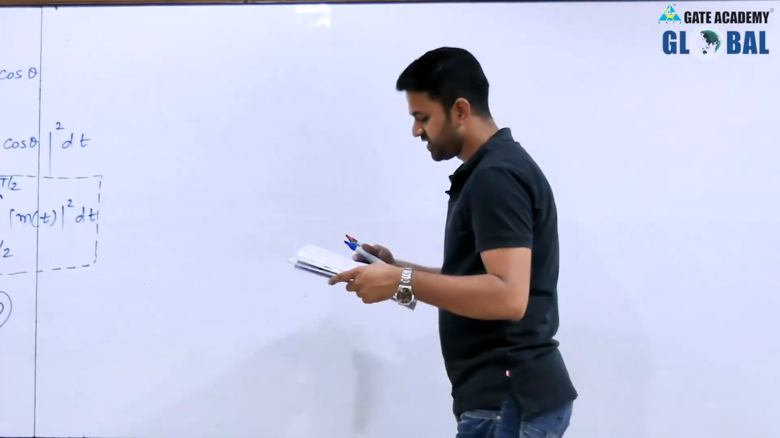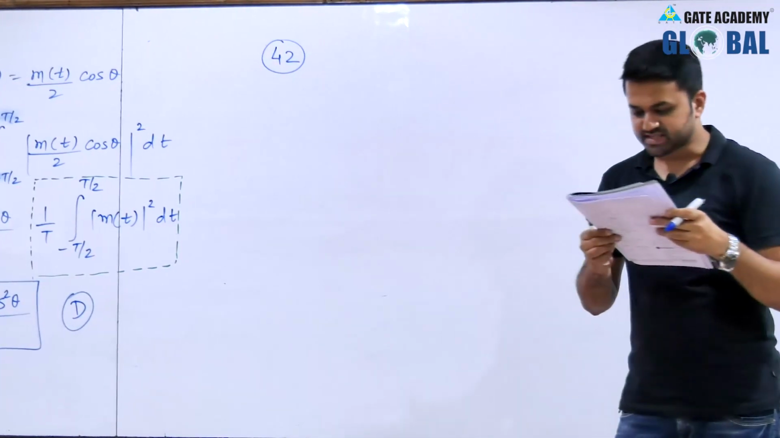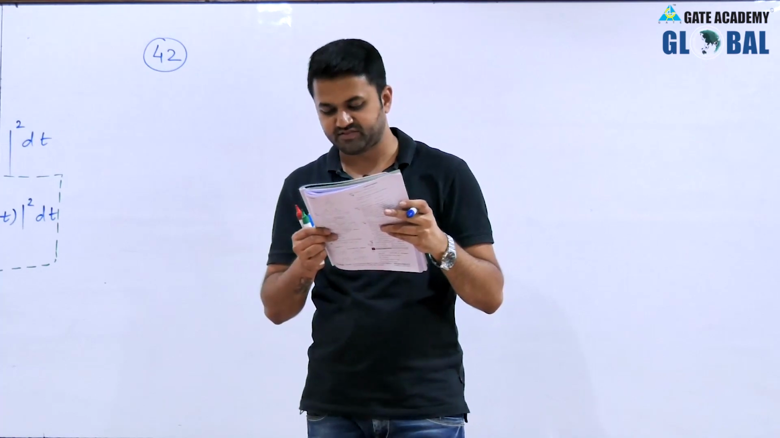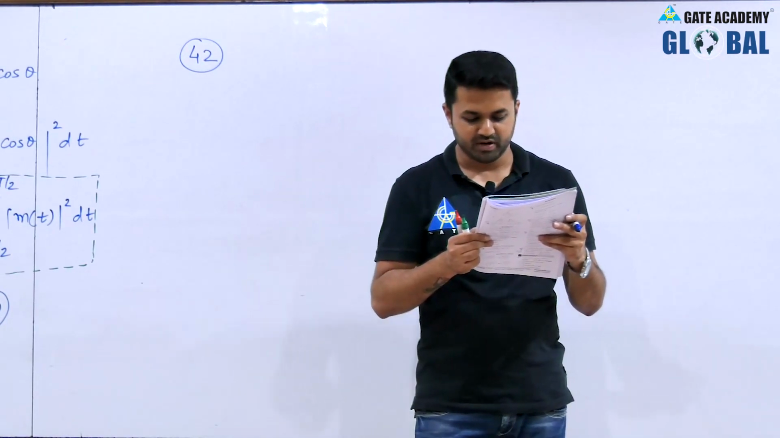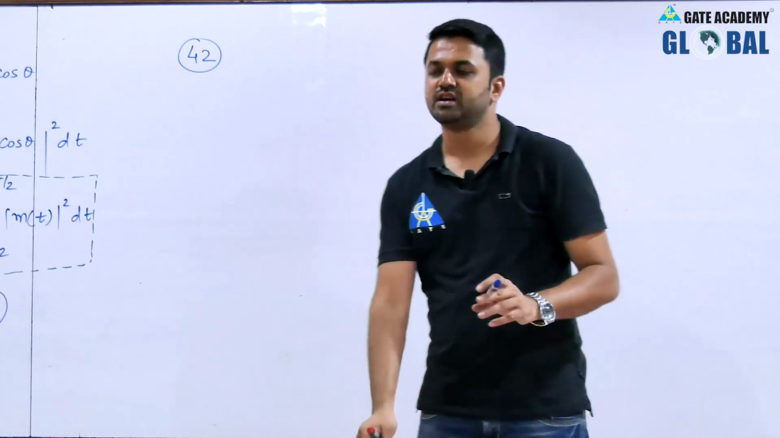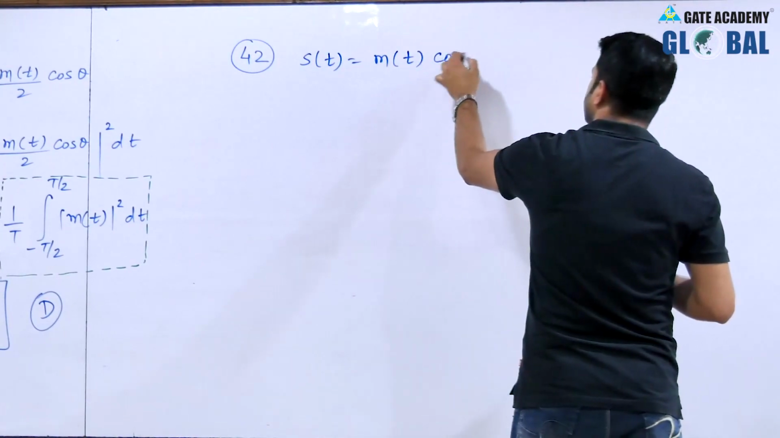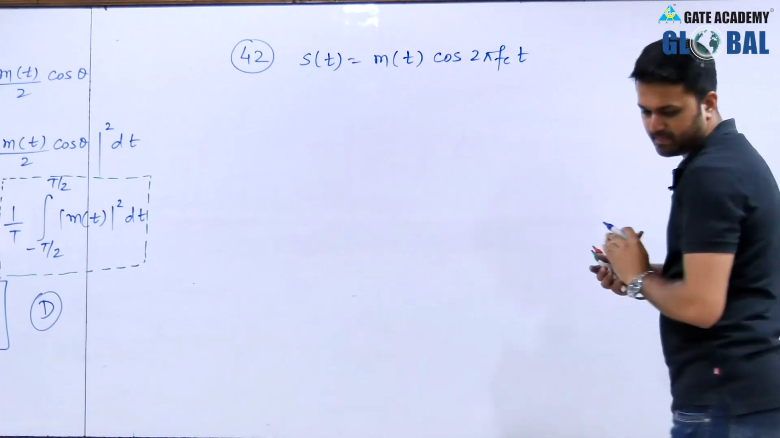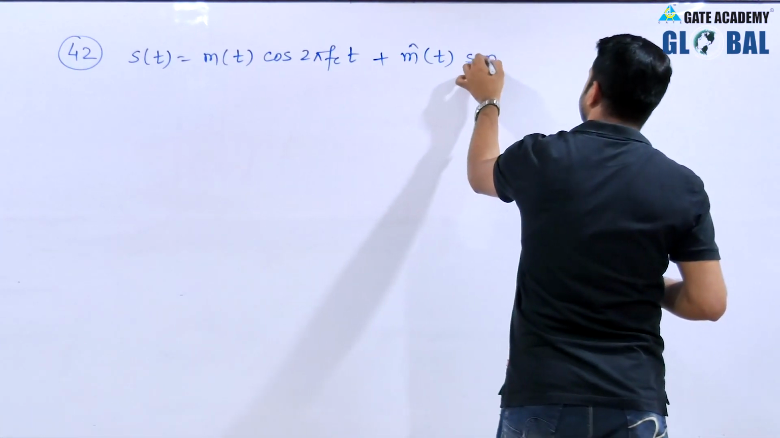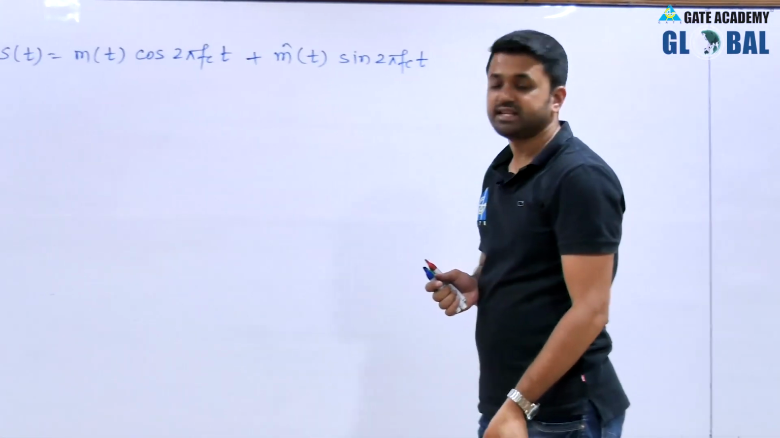Next is question number 42. Consider the signal s(t) equal to m(t) cos 2 pi fc t plus m cap(t) sin 2 pi fc t, where m cap(t) denotes the Hilbert transform of m(t) and the bandwidth of m(t) is very small compared to fc. The signal s(t) is. So it is given that s(t) is equal to m(t) cos 2 pi fc t plus m cap(t) sin 2 pi fc t. So which kind of signal is this? It is asked.